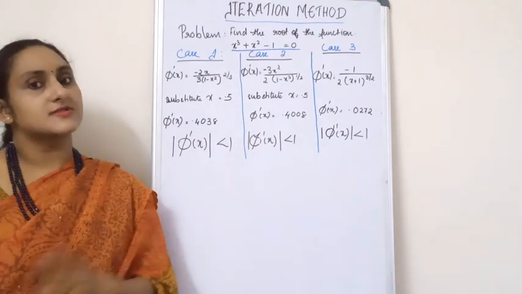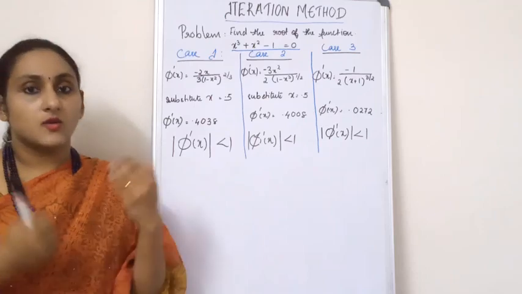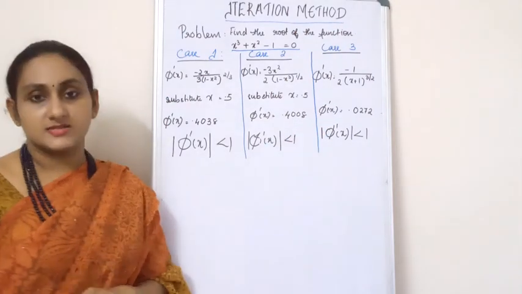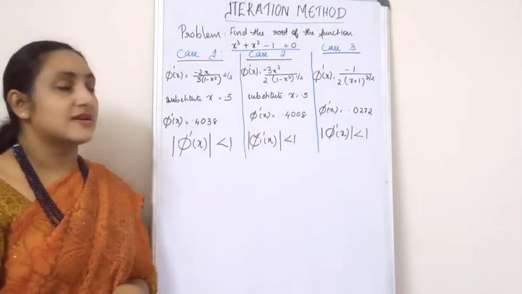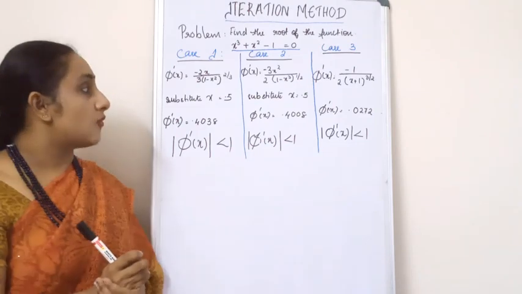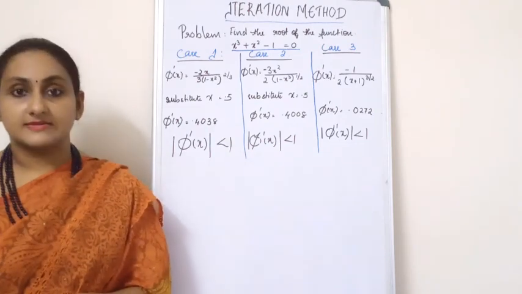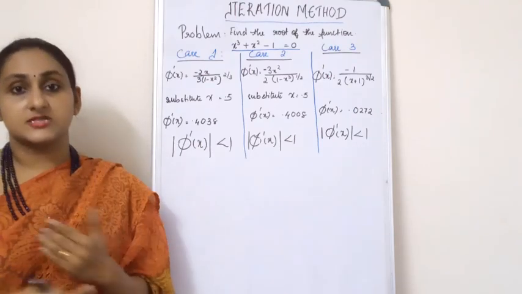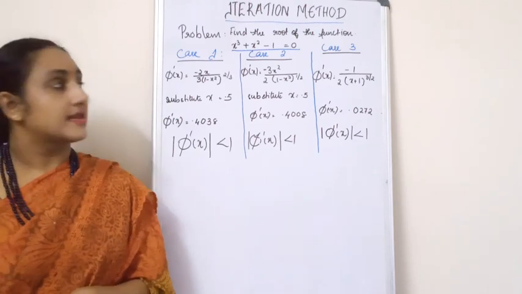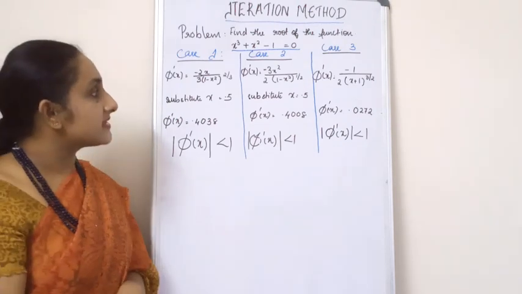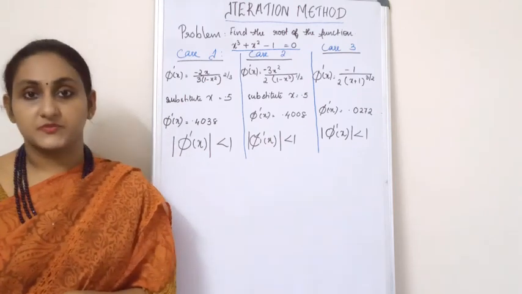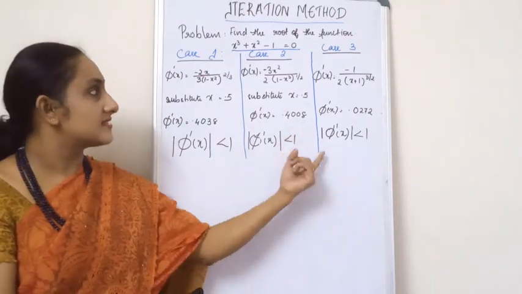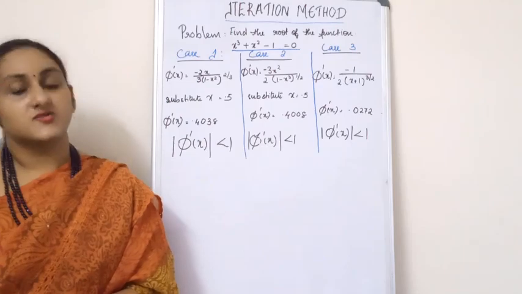So again you will be confused like which one to choose, but here you have a clear idea that among these three values, this is the least value that you have got, that is 0.0272. So keeping that in mind, I'm going to choose case 3, where I get the least value of phi dash of x when I substitute the initial root. I'm going to choose that phi of x. So here it is 0.0272, and hence I am choosing this phi. So here I am going to choose case 3 for my iteration formula.